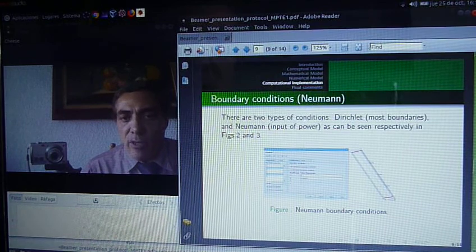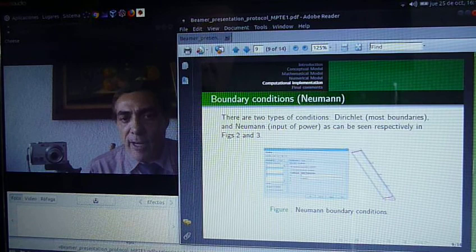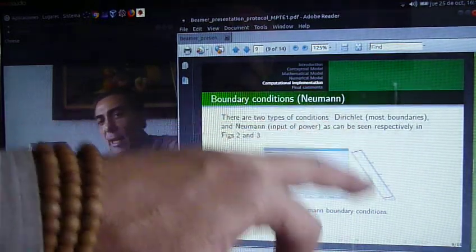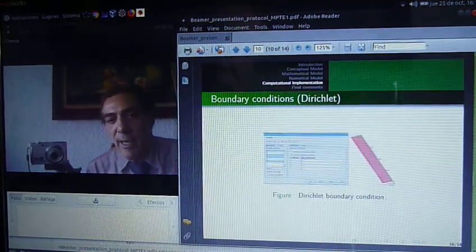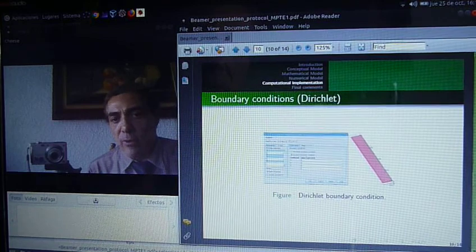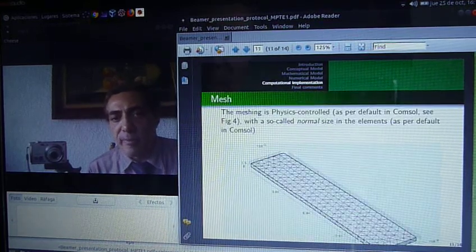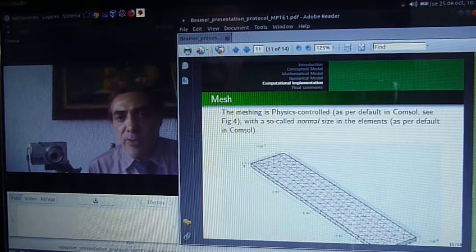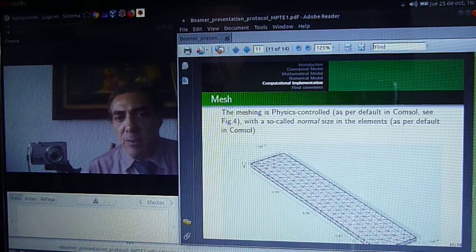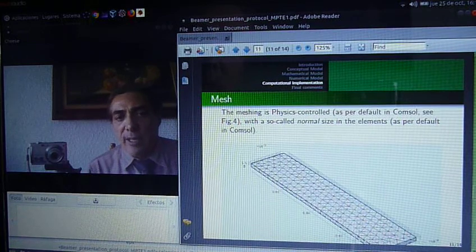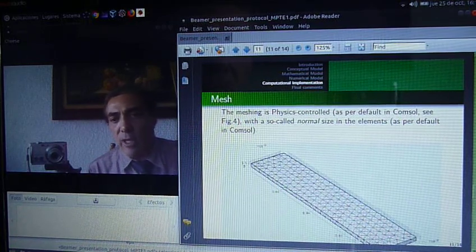Two boundary condition types are needed: Dirichlet for most boundaries, and Neumann, the input of power. In this figure, it can be seen the Neumann boundary conditions at these two extremes, and the Dirichlet boundary conditions for all the other boundaries. The meshing is physics-controlled, as per default in COMSOL, which can be seen here, with a so-called normal size in the elements, as per default in COMSOL Multiphysics.